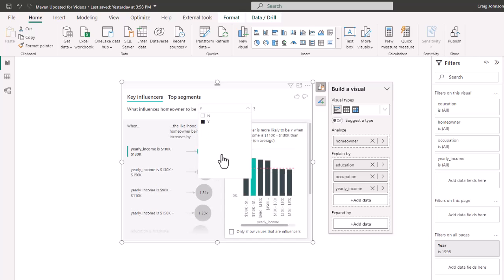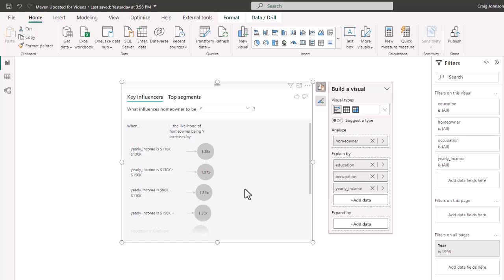So we're going to click this to the yes. And what we're finding out from the visual is the likelihood of a homeowner being yes in the data set is they have a 1.38 chance more of being a homeowner if their yearly income is 110 to 130,000. So that's one of the influencers.